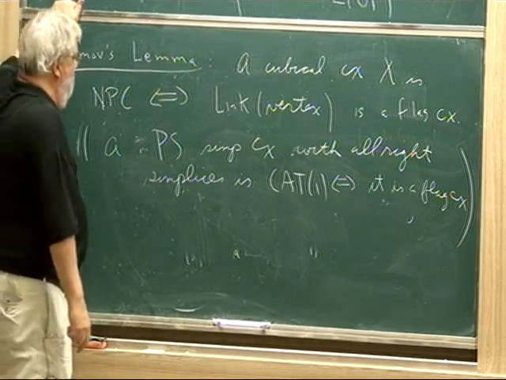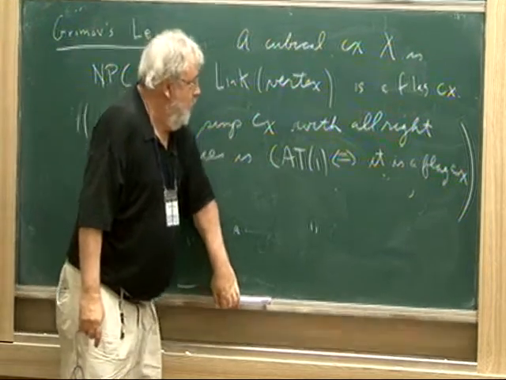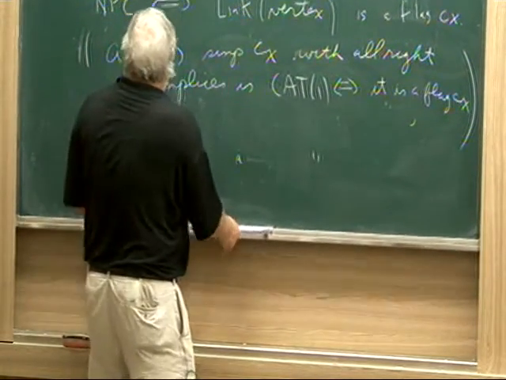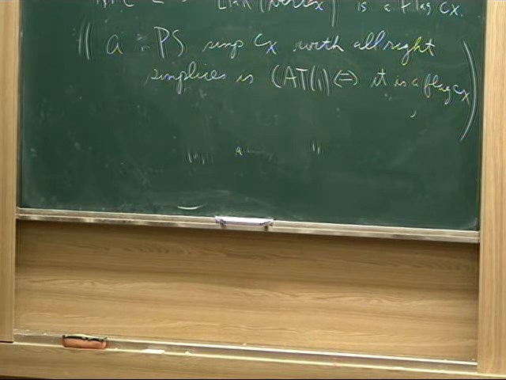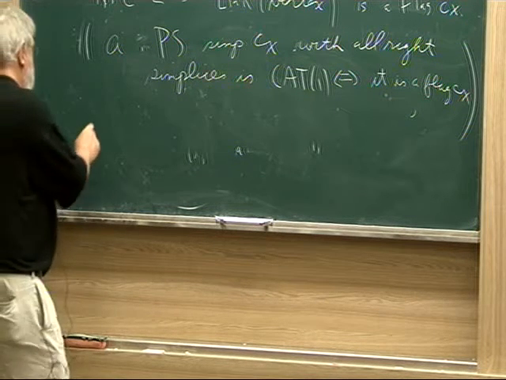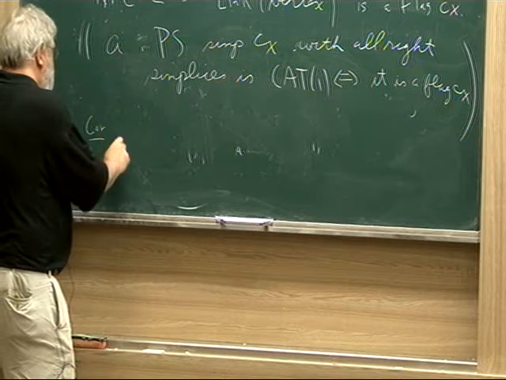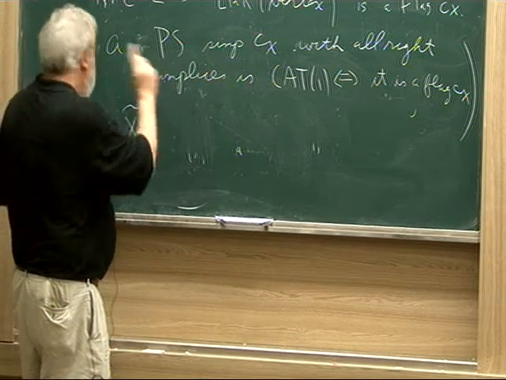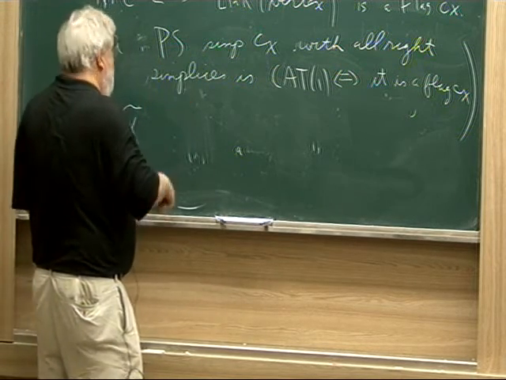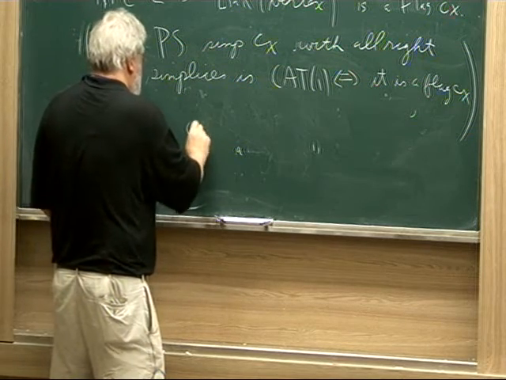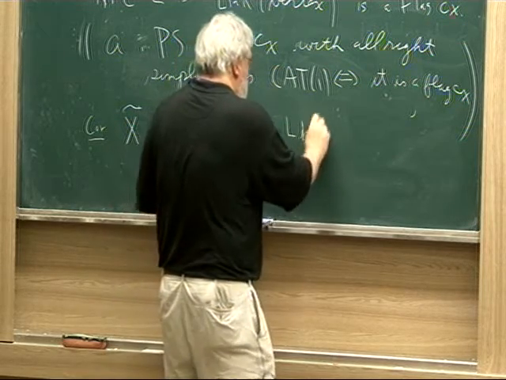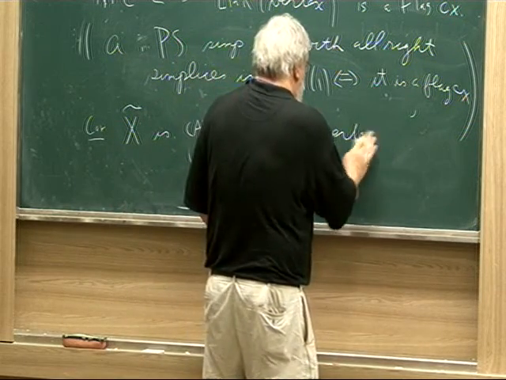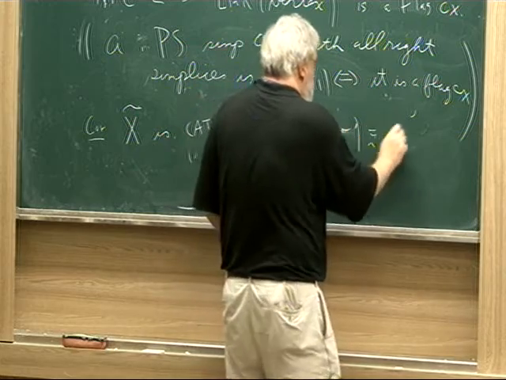I'll draw some pictures to illustrate this, although the proof is actually given in Gromov's first paper on hyperbolic groups. So the corollary of this says that X tilde, the universal cover of a cubical complex, is CAT(0) if and only if the link of each vertex is a flat complex.